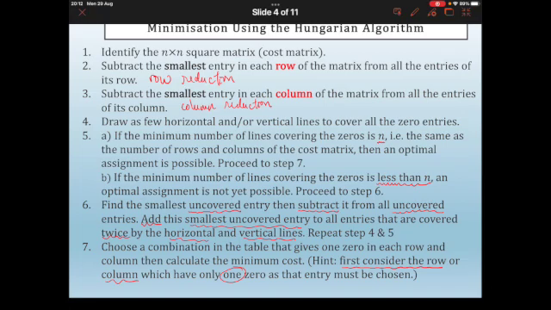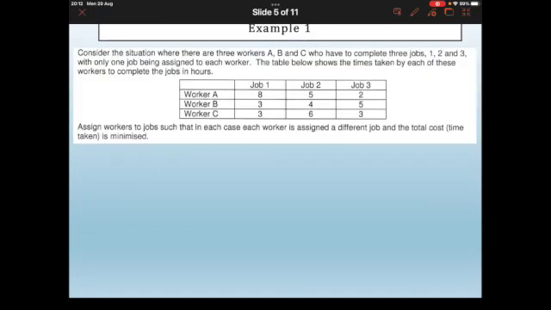Alright? Now, let's go on to an example. Example 1. Let's consider the situation where there are 3 workers A, B, and C who have to complete 3 jobs, 1, 2, and 3, with only 1 job being assigned to each worker. The table shows the time taken by each of these workers to complete the jobs in hours. That's hours, that's a unit. Assign workers to jobs such that each worker is assigned a different job, and the total cost or time taken is minimized.